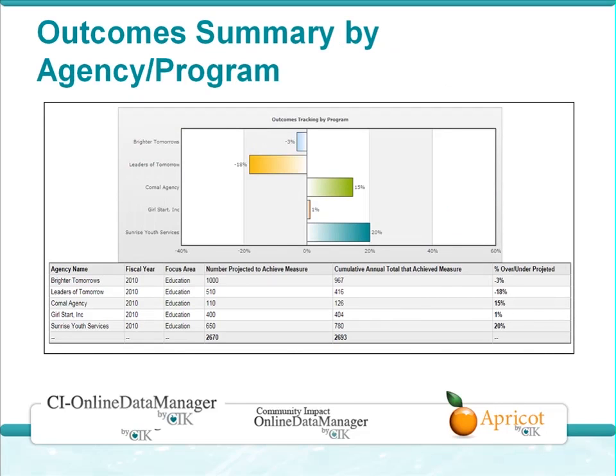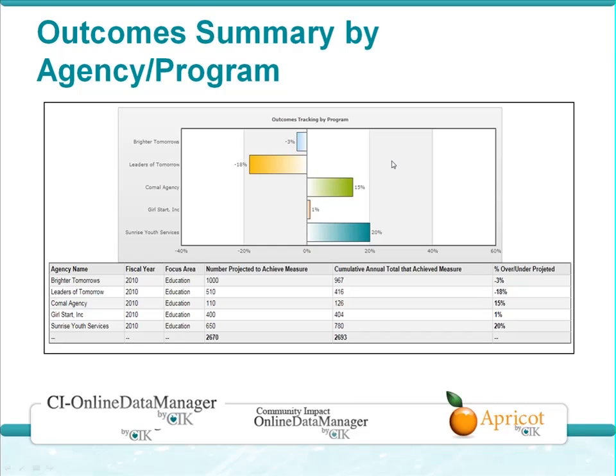So for example, here at year end, we have information relative to how each agency did based on their goals, their accountability. So Brighter Tomorrows, remember, they projected that 1,000 youth would do better on their post-test, and actually 967 did better. So they were down 3%. So that's probably within the margin of error. But Leaders of Tomorrow were down 18%.